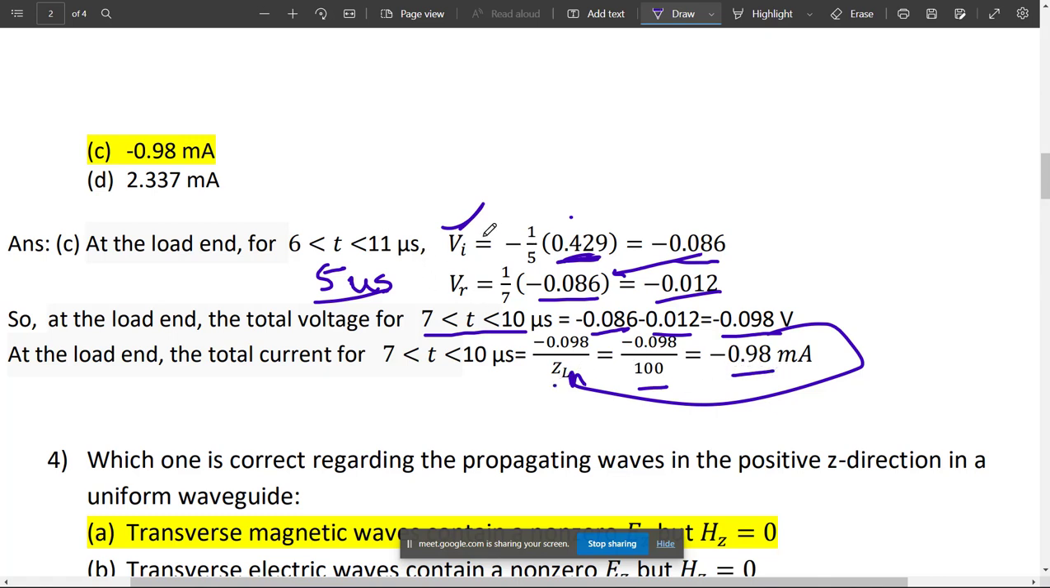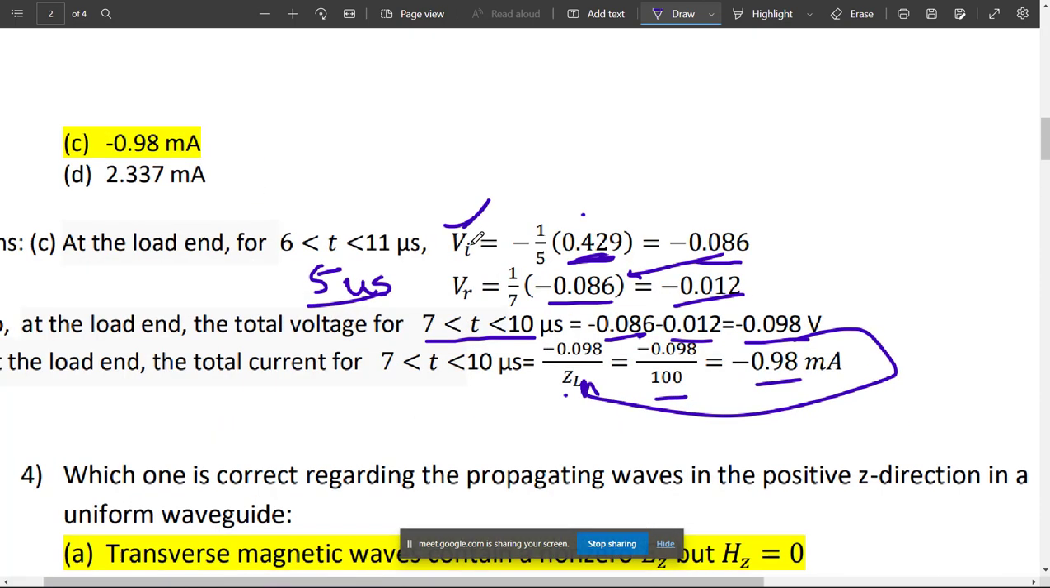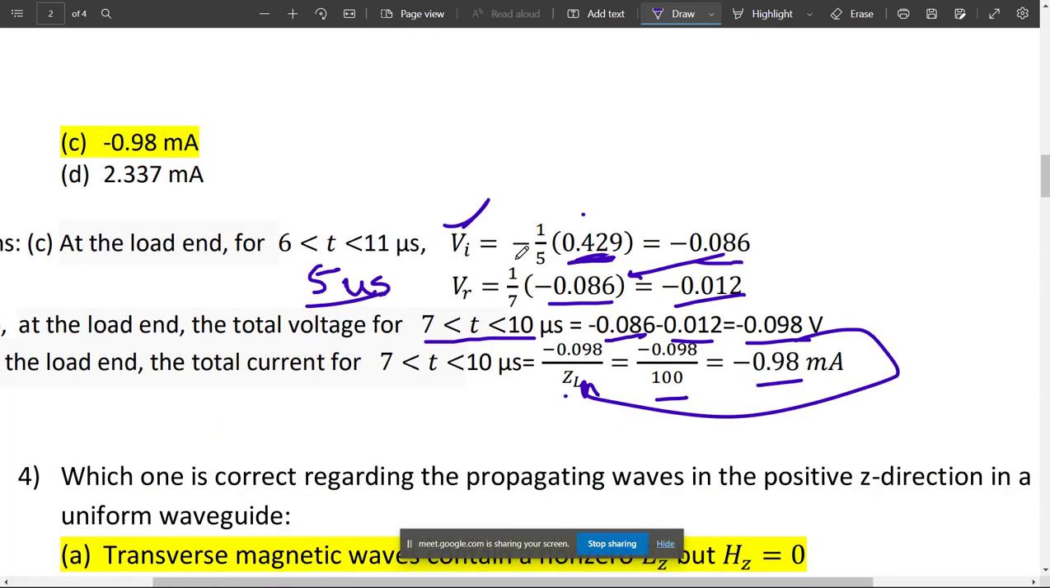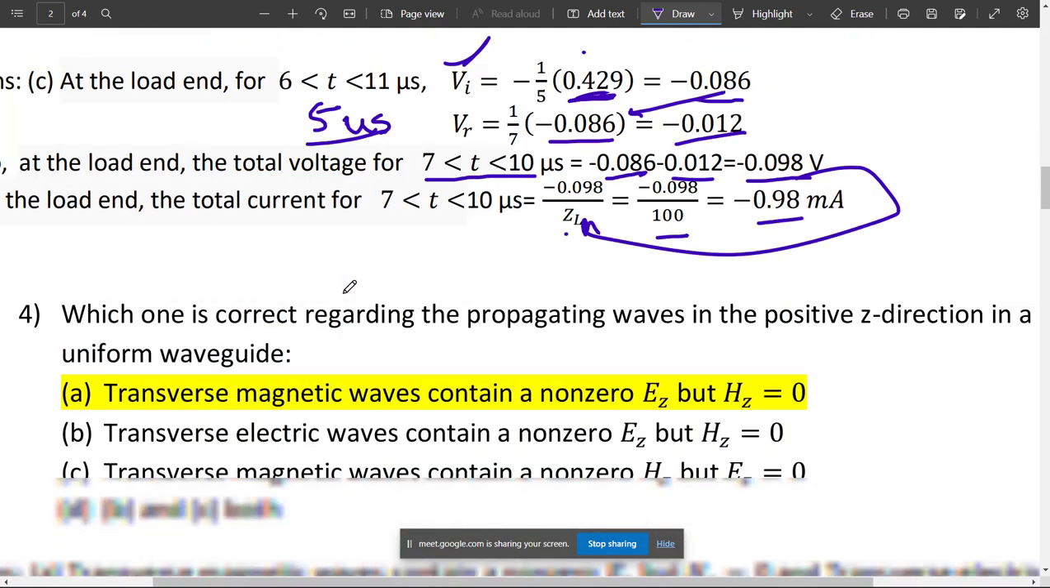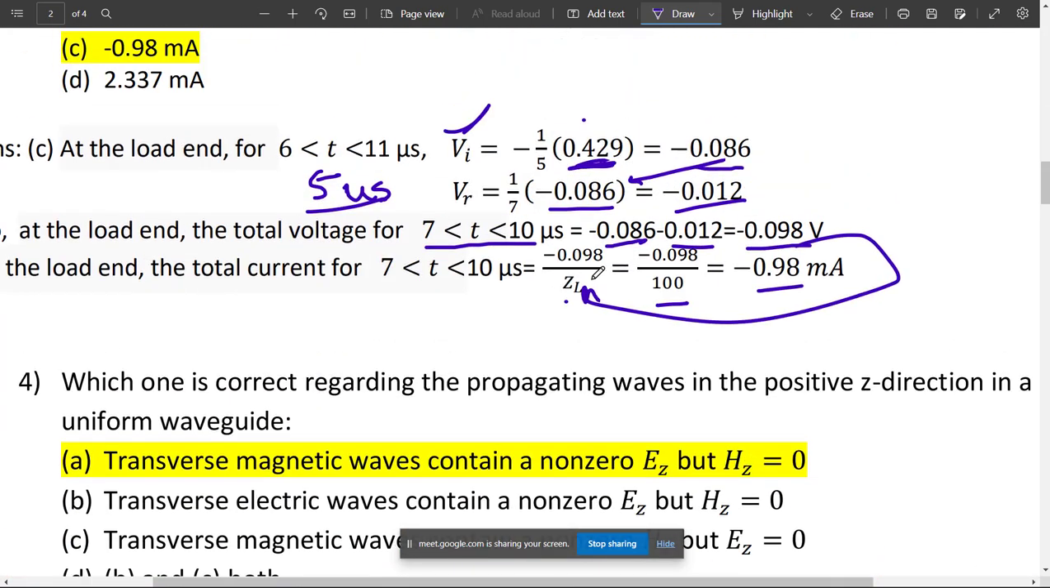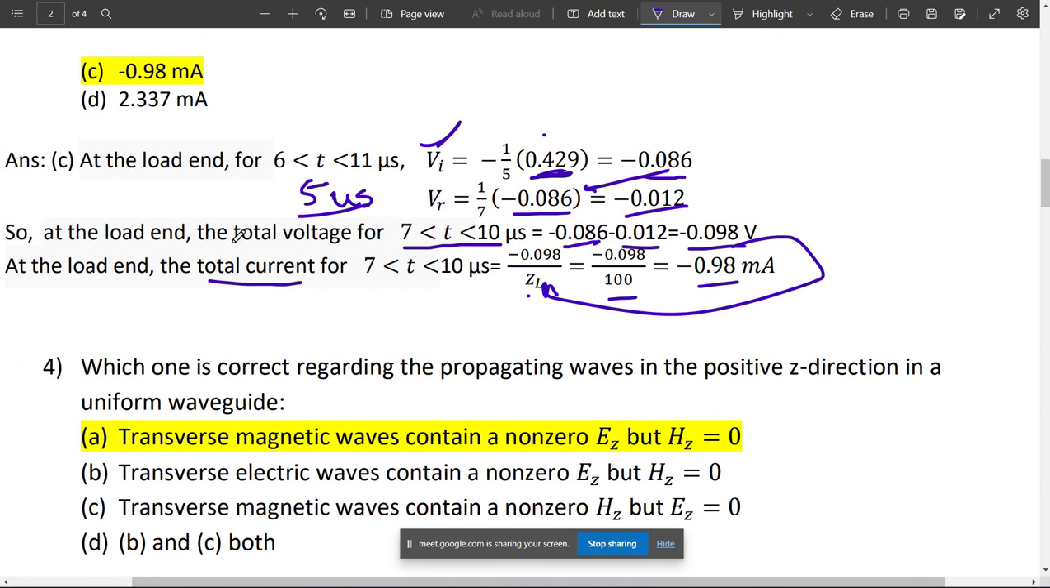Once again, I'm talking here about the voltage, right? We have calculated the voltage, and then we will divide it by the impedance and we will get the total current. So the total current will be the total voltage at the load end divided by the impedance of the load, that is 100 ohms. So we will get minus 0.98 milliamperes.